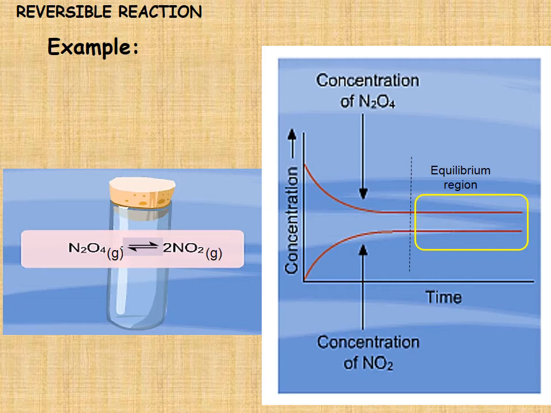The concentrations remain constant because the rate of the forward reaction, where dinitrogen tetroxide converts to nitrogen dioxide, is equal to the rate of the reverse reaction, where nitrogen dioxide combines to form dinitrogen tetroxide. Note that at equilibrium, the concentrations of dinitrogen tetroxide and nitrogen dioxide remain constant, but the concentrations are not the same.